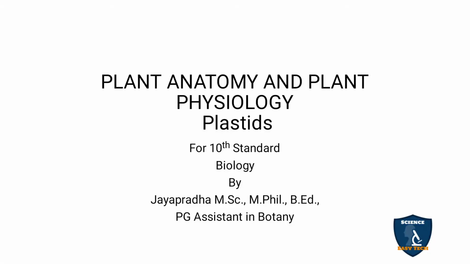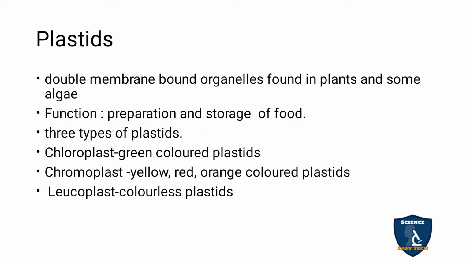Today we will discuss plastids in plant anatomy and plant physiology. Plastids are double membrane bounded organelles found in plants and some algae. The colors of the leaves, fruits and flowers are due to these plastids. And what is the function of plastids? Storage. Preparation and storage of food. They prepare the food and store the food in the plastids.